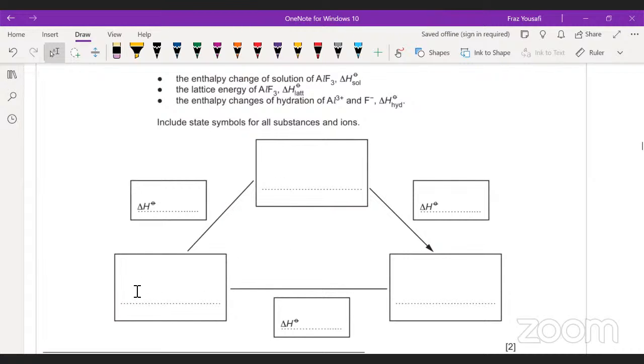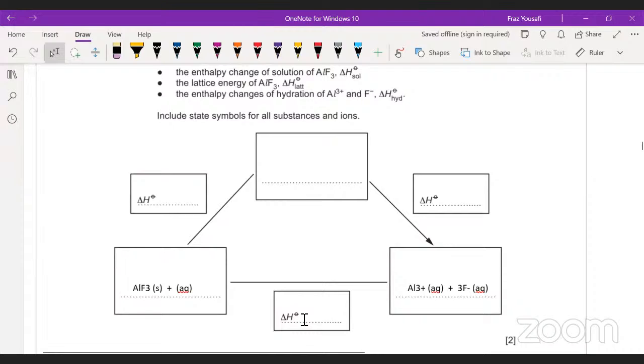Now, we're starting here, where we're going to have our AlF3 solid added to enough water to cause this to happen. This is what we would end up getting, and this would represent, again, the enthalpy change of solution of AlF3. So that's what this arrow would represent.